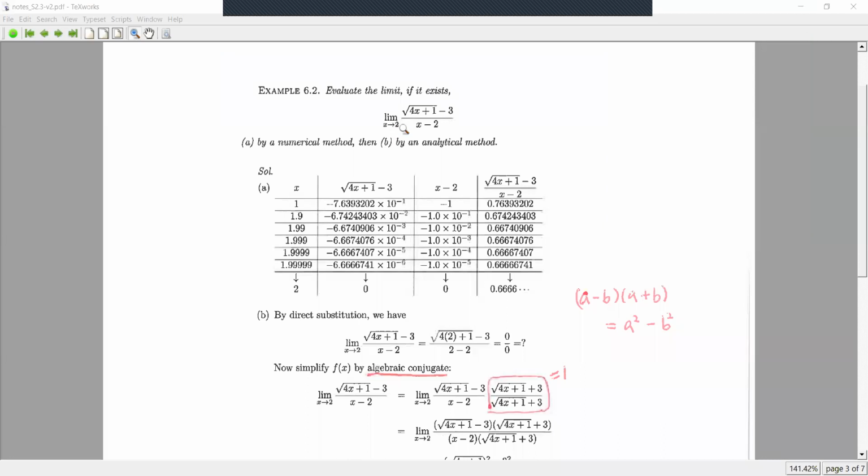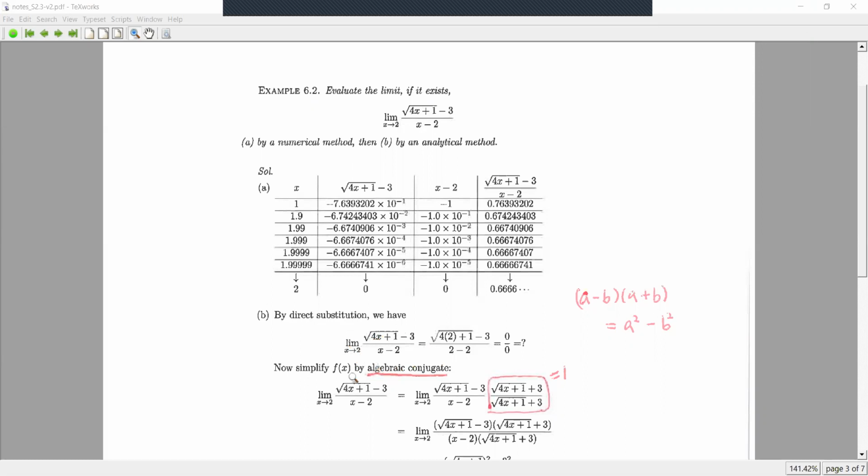Part B. Find the limit by an analytical method, that is, by limit laws. Again, I only use direct substitution. By direct substitution, to find this limit, we just need to plug in the number 2 in x to get this number. This number is 0 over 0. It is not computable. So the first try of the direct substitution fails.